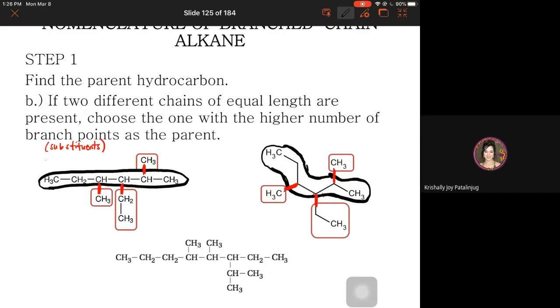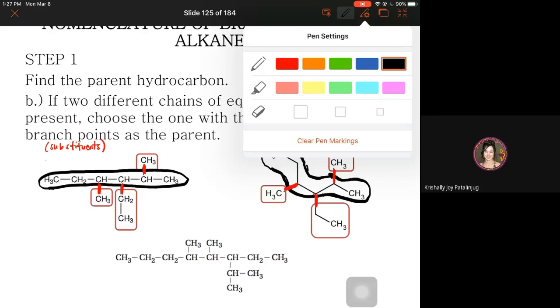Yes, Miss Babia. Ma'am, naa koy question. Kana bitang CH3 sa taas, ma'am. Pwede po ba na kana siya instead na kaning CH3 sa black, instead na kana siyang last nga CH3? What if kanang sa taas nga CH3 ang end? Yes, pwede. Parehas lang yung magiging resulta.